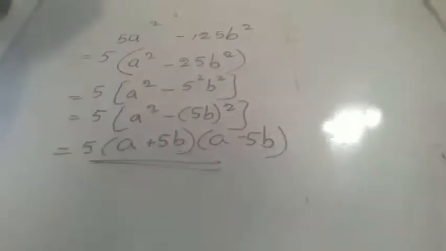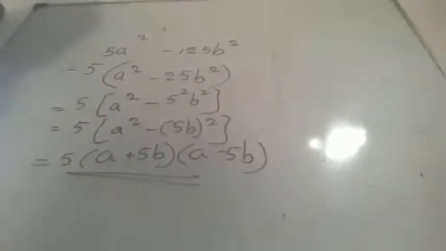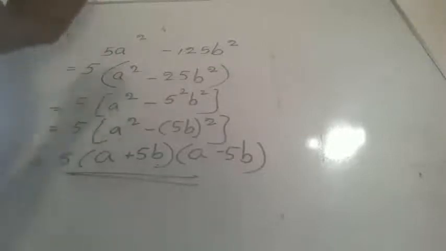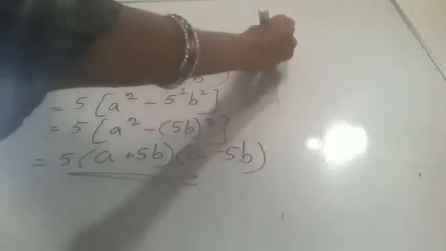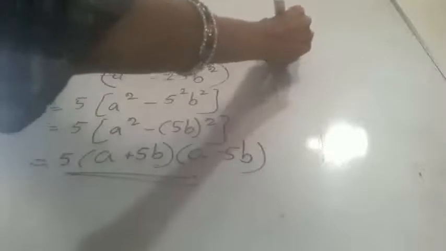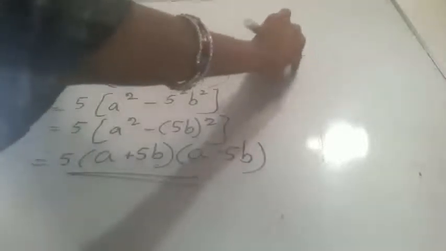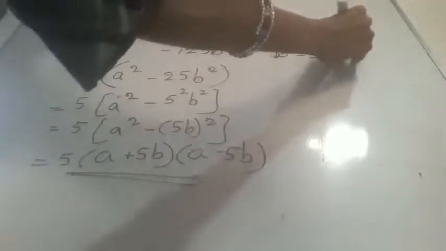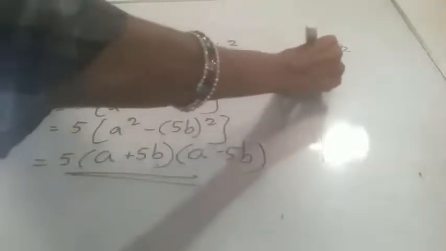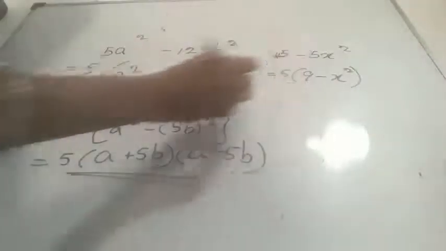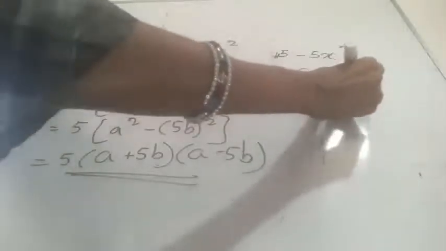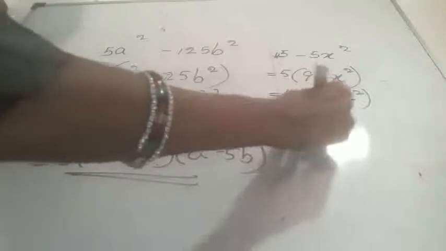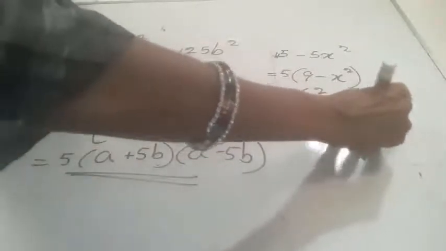Next, 1. 45 subtract 5x squared. 5 is a common factor. 9 subtract x squared. 9 is equal to 3 squared subtract x squared. 5 times 3 plus x, 3 subtract x.